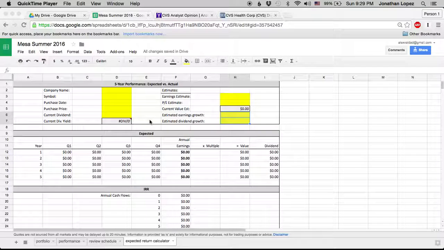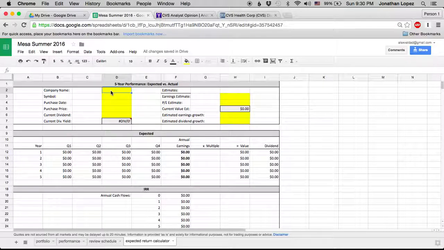We are doing a homework tutorial on how to use the expected return calculator, and this is for Intelligent Investor Part 2, homework number 2. So what we want to do is determine what our expected return would be if our estimates were to be correct. So let's work with CVS, which is one of the companies for our homework.